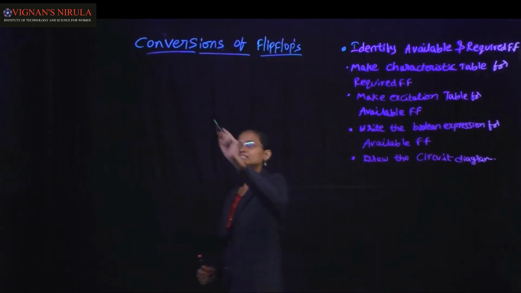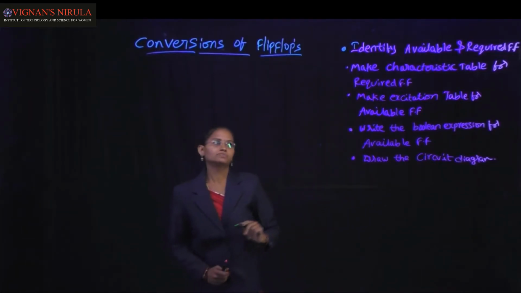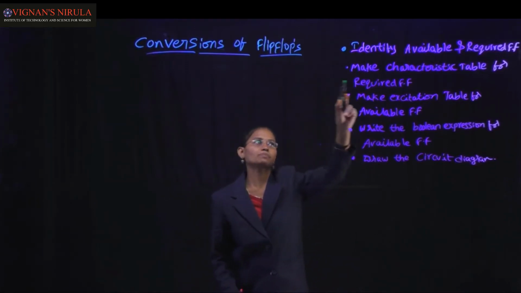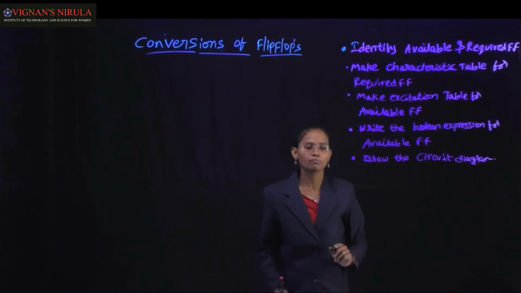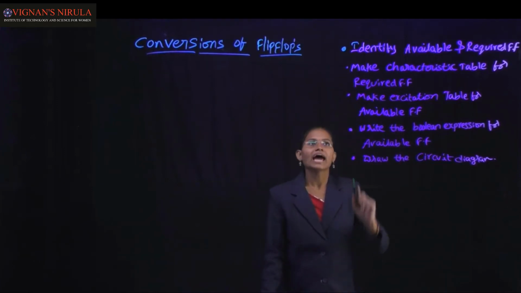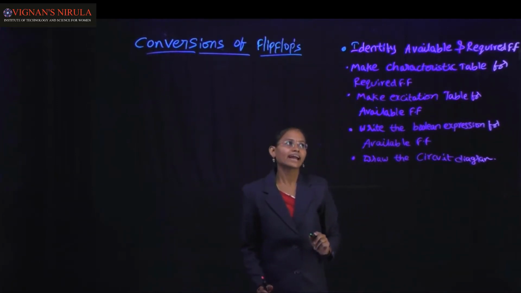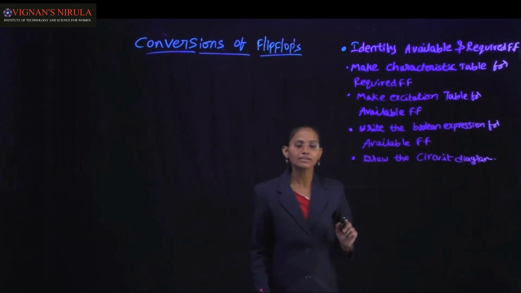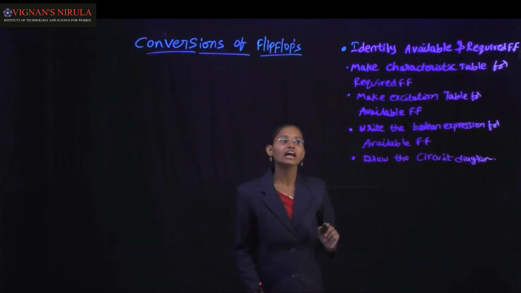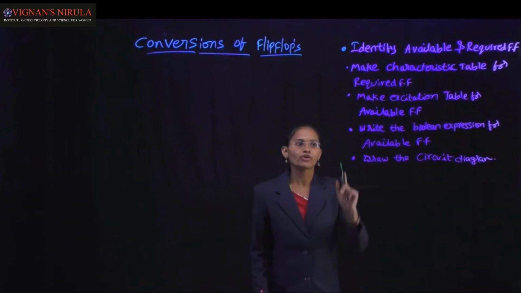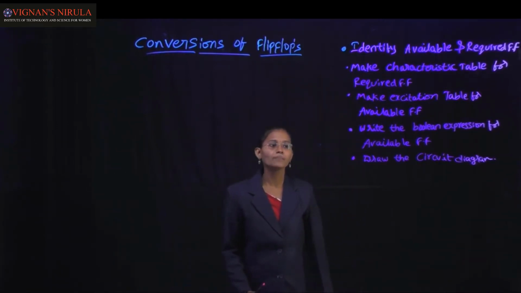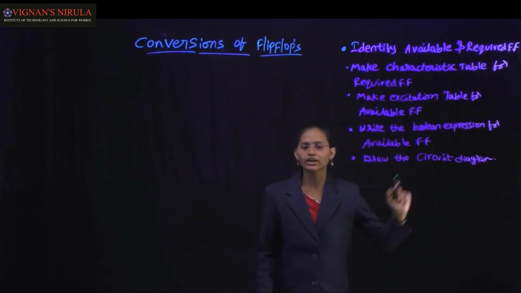And next topic is conversions of flip-flops. You must follow these 5 steps. First step is identify the available flip-flop and required flip-flop. And second step is make characteristic table for required flip-flop. And third step is make excitation table for available flip-flop. Fourth step is write down the Boolean equation for available flip-flop, and last step is draw the circuit diagram.